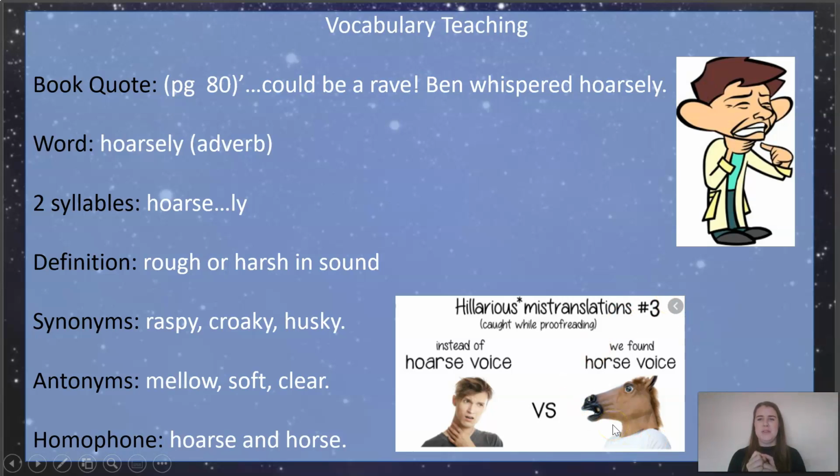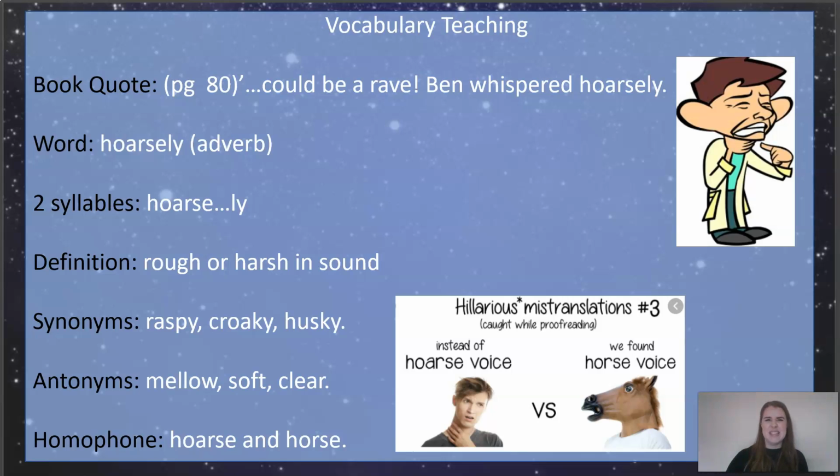So it's that link between the idea of the animal and the description of how someone's voice sounds. Sometimes you have to be careful with your spellings, because otherwise you might be spelling the word horse here and actually be describing the animal rather than the sound of someone's voice. So a homophone is a word that sounds the same but is spelt differently and has a different meaning.